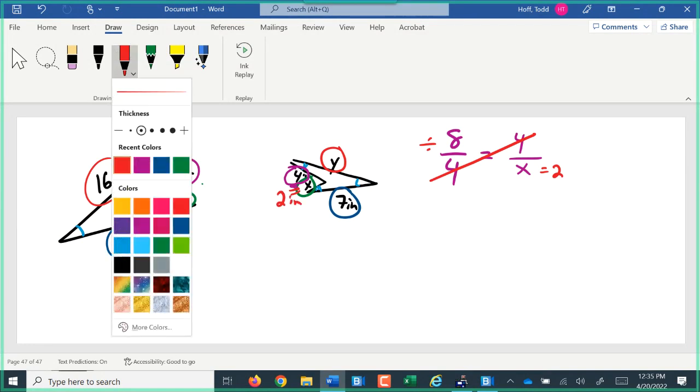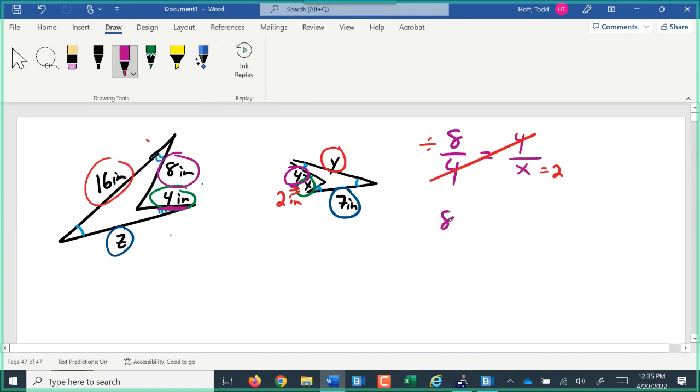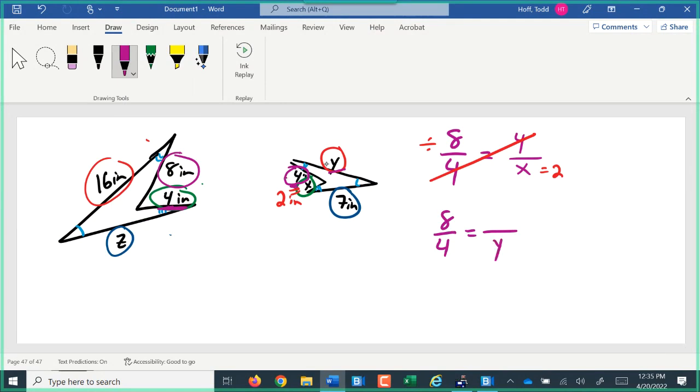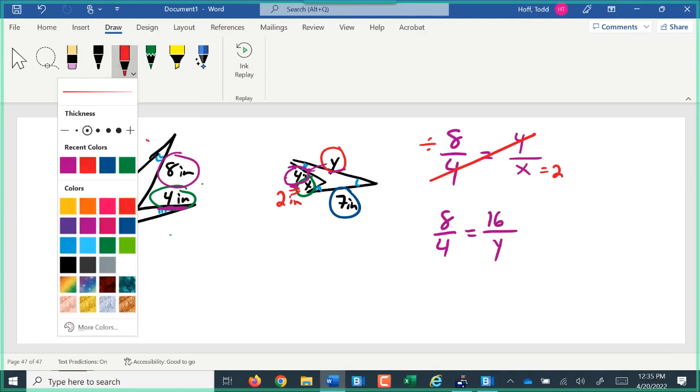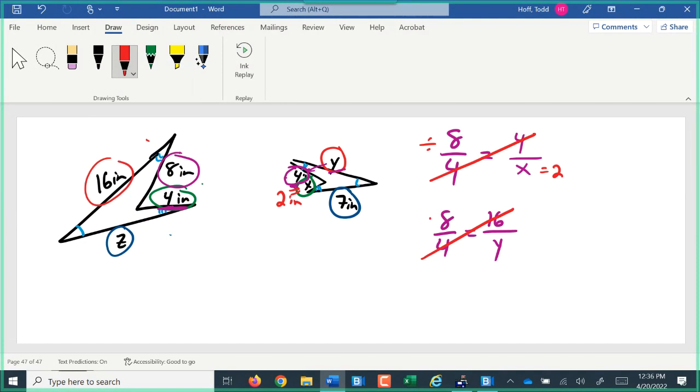Now I keep the 8 over 4. That relationship still holds, but now I want to find Y. Does Y go on top or bottom? Bottom. It goes on bottom because it's the same figure as the 4 still. What goes above the Y? 16. Once again, we cross multiply and divide. 4 times 16 divided by 8 means Y equals 8 inches.